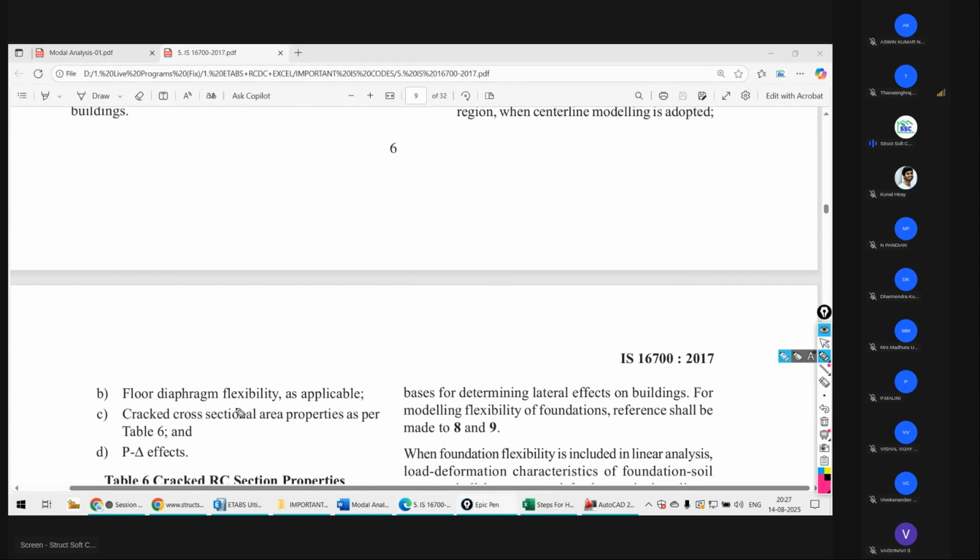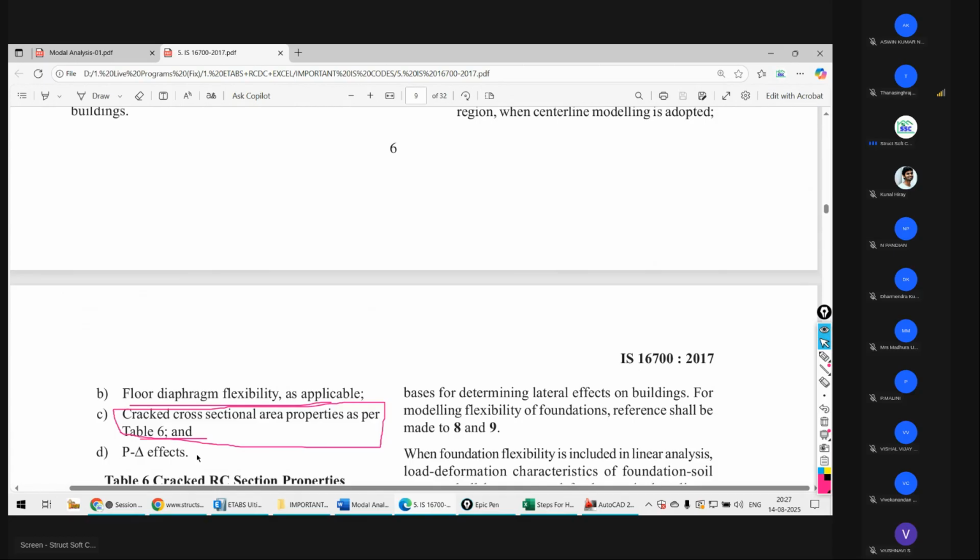This part also we'll discuss in an upcoming session. So crack property, flow diaphragm concept, all these things we are considering. But see, P delta effect. It is asking to consider it anyhow when your structure is subjected to lateral load and when it is a tall structure. Okay, earthquake load is there.